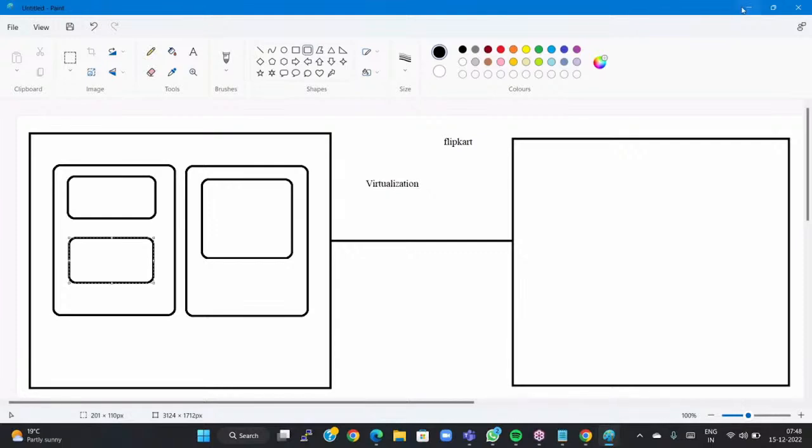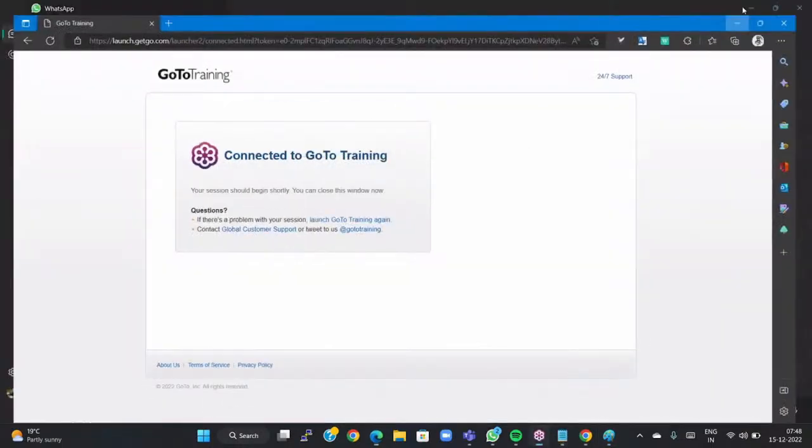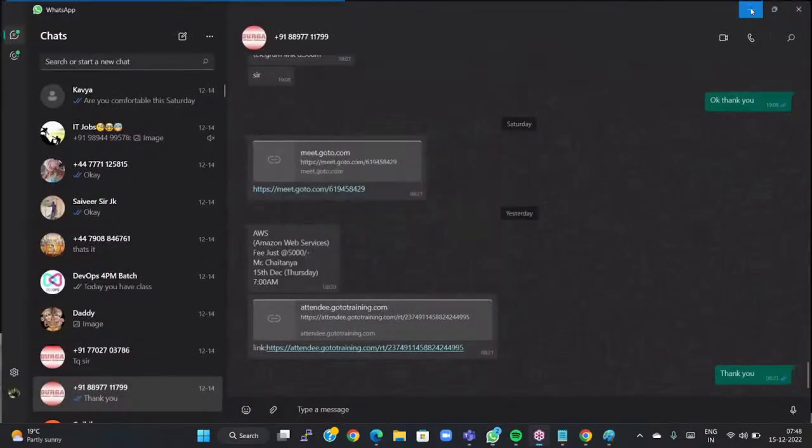For example, let me show you this. If you see here, I am accessing my Windows system, right? So I am accessing a Windows system.